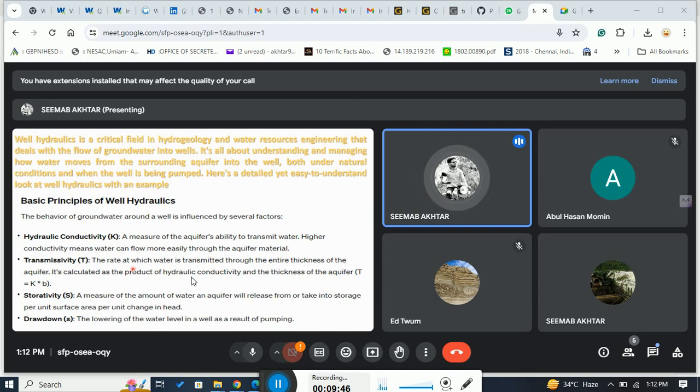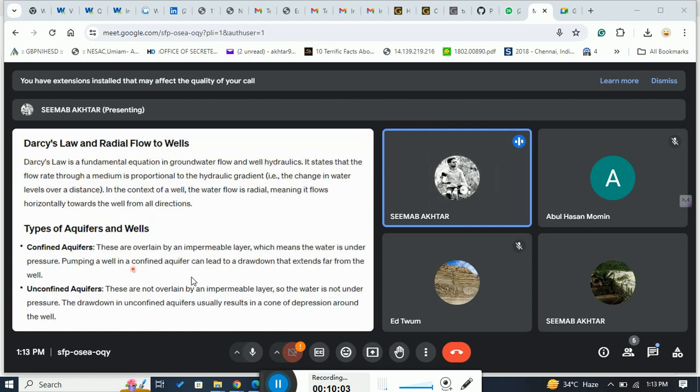Storability, a measure of the amount of water an aquifer will release from or take into storage per unit surface area per unit change in head. What is drawdown? The lowering of the water level in a well as a result of pumping is called drawdown.